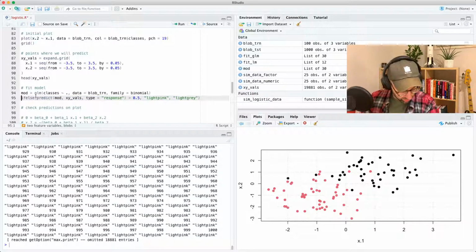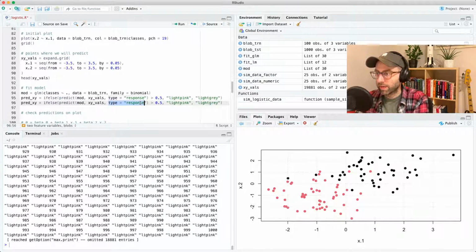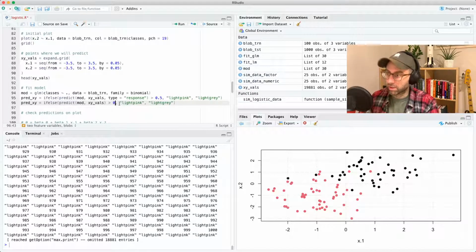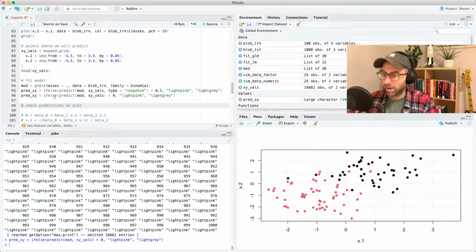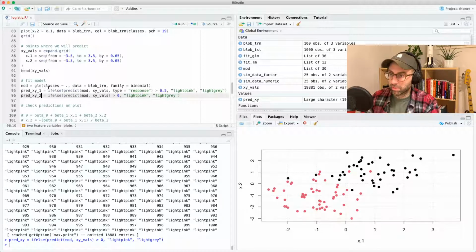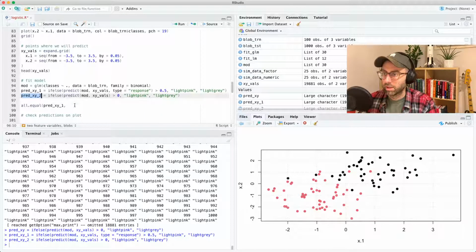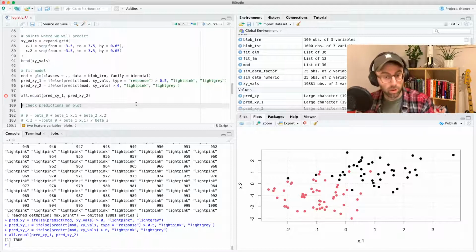I'm going to call this pred_xy. But I want to note that this would be the same as if we did this. Instead of type equals response, we do type equals link, which is the default, and only compare to 0. I'm going to do this temporarily just to prove my point. So run that, and then we'll do all.equal of this, comma, this. So hopefully you believe me.